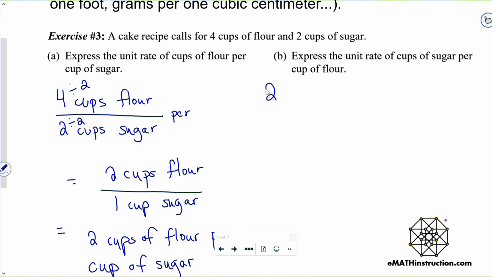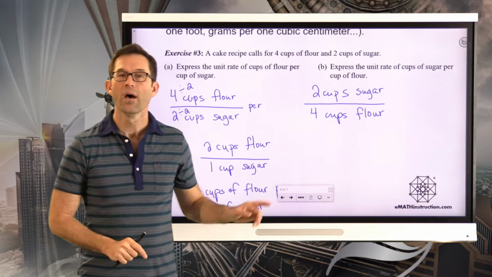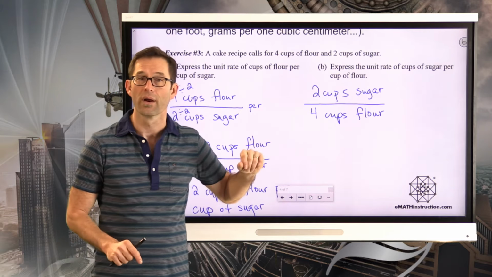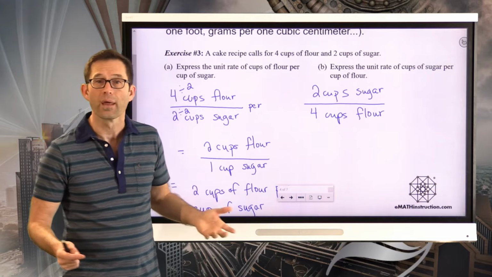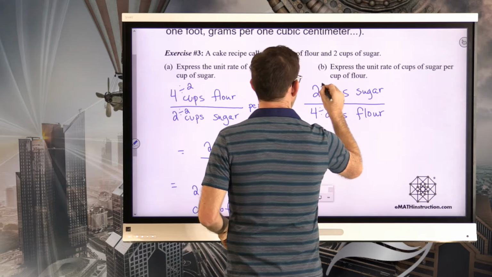Now I'm going to have 2 cups of sugar per 4 cups of flour. All right, and that's a little bit trickier, right? Because I really do want a 1 down here. I do want a 1 down there, all right? Now, how do I get it? Well, I divide it by 4.